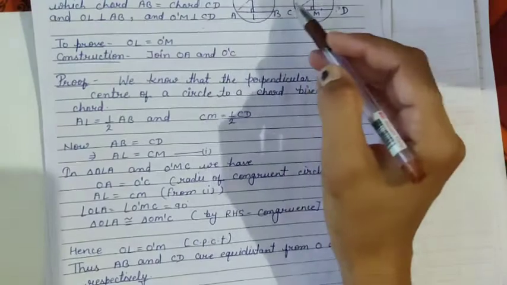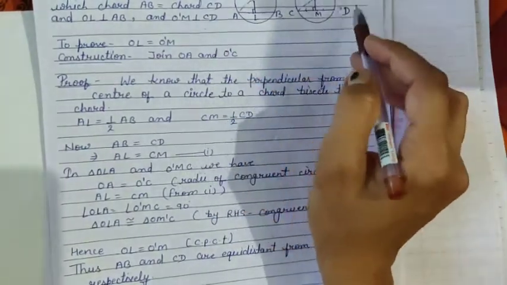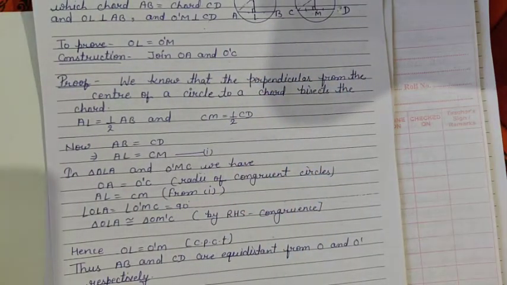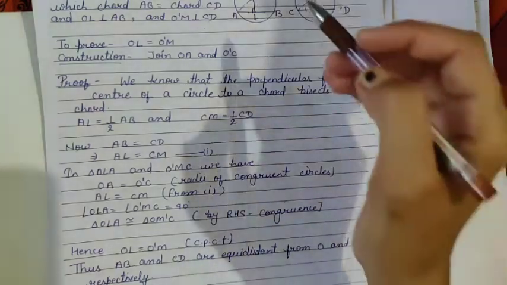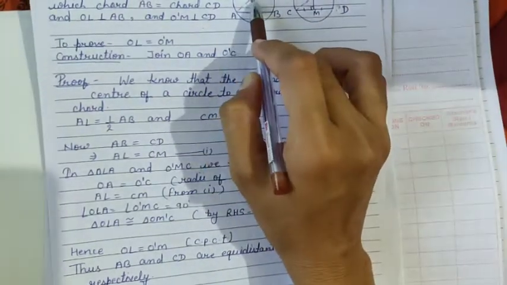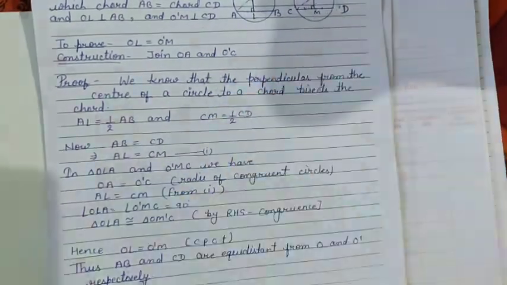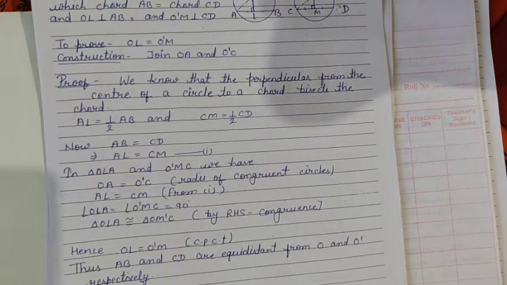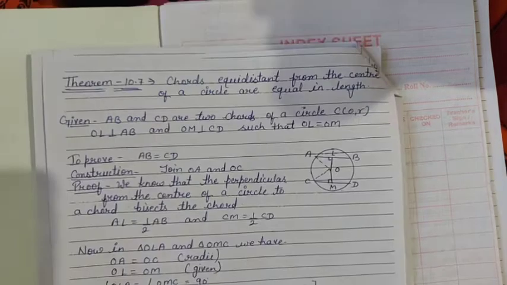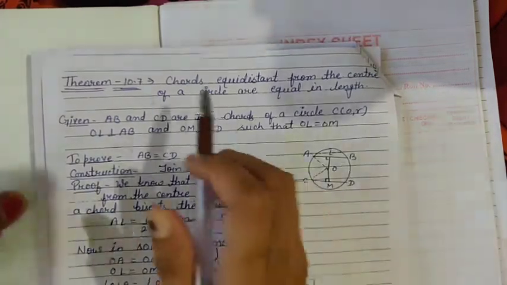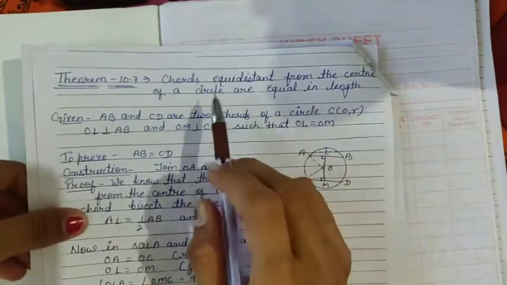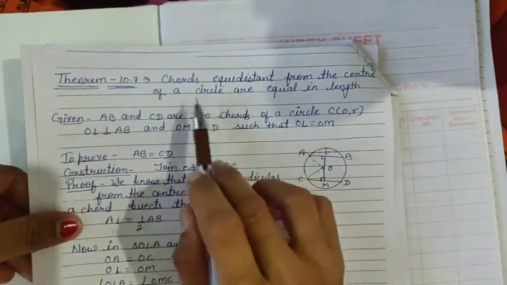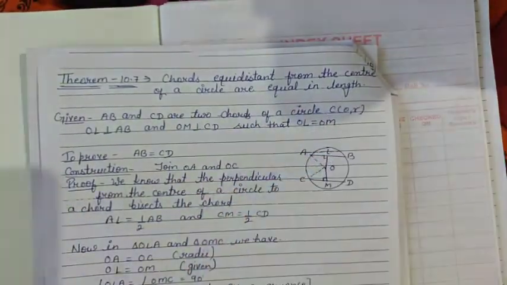Thus, AB and CD are equidistant from O and O' respectively. It means this distance OL equals O'M. Hence, equal chords of two congruent circles are equidistant from the centers. Okay, students. Now, our next theorem is 10.7. Chords equidistant from the center of a circle are equal in length.